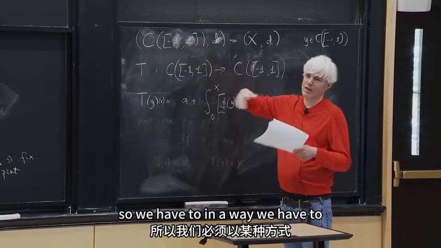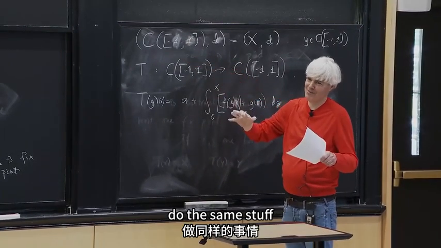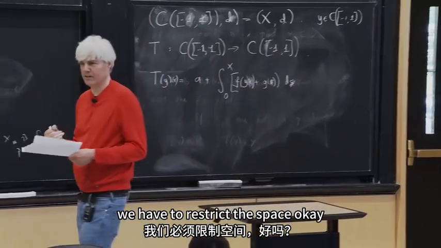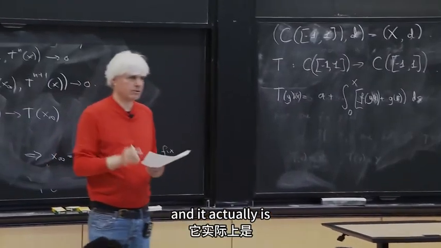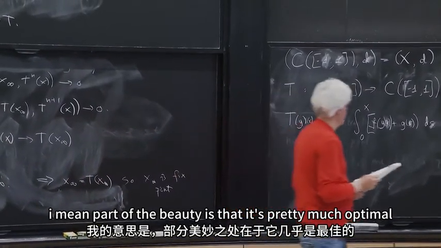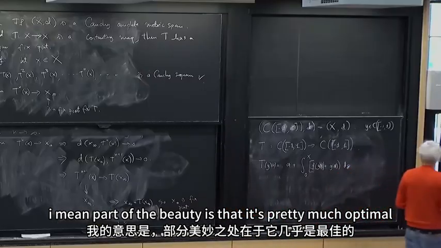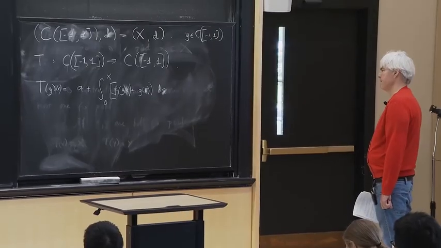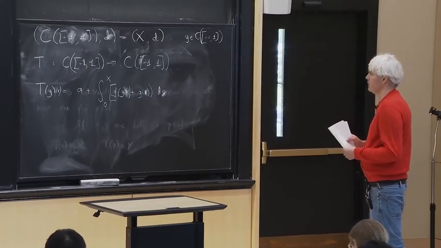So in a way, we have to do the same stuff. We have to make a good choice first. That's why we have to restrict the space, okay? And part of the beauty is that it's pretty much optimal, this sort of general principle. We can come back to that. So this is the map T.